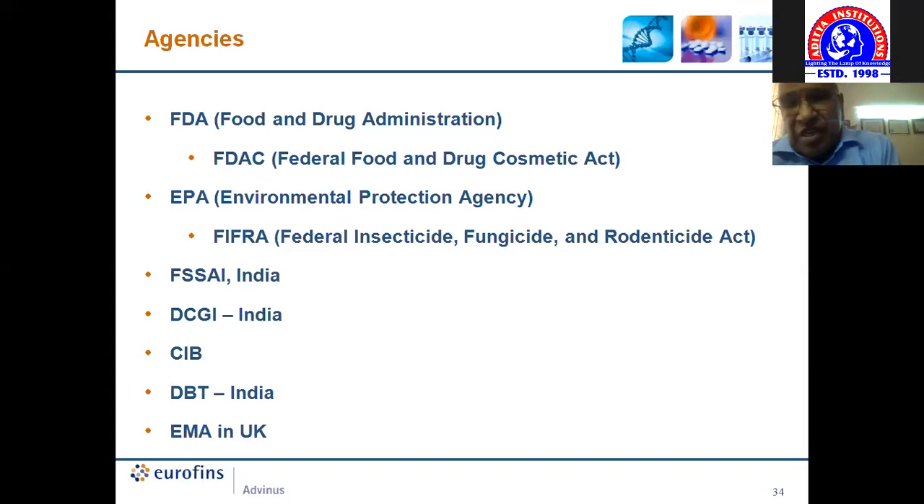And the final one is EMA, the European Medicines Agency, which is present in Europe, just like the FDA in the United States. These are the agencies which regulate, control, and manage the marketing of drugs. Next one, please.